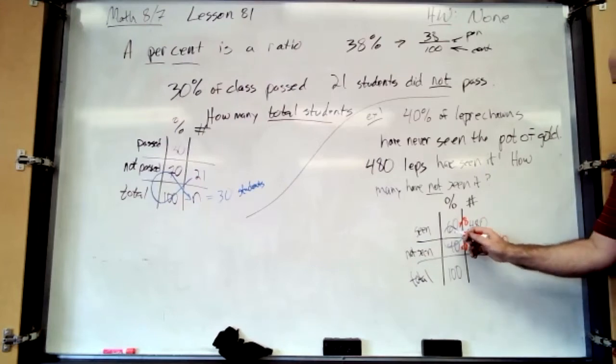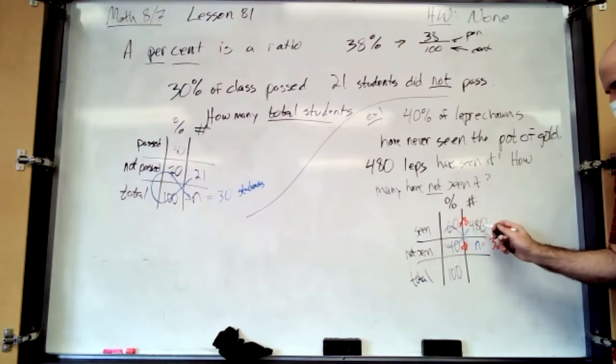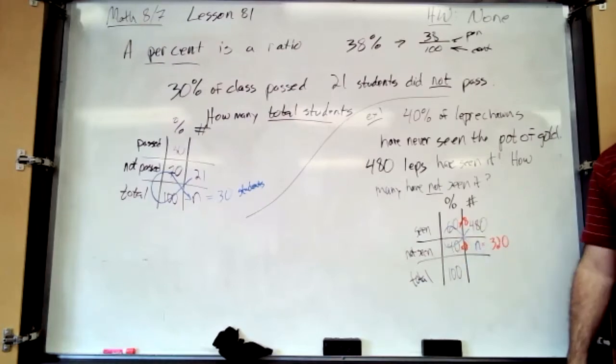Okay, or the equivalent fraction method, 60 times 8 equals 480. So 40 times 8 is 320. Okay?